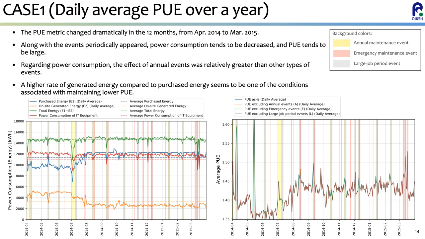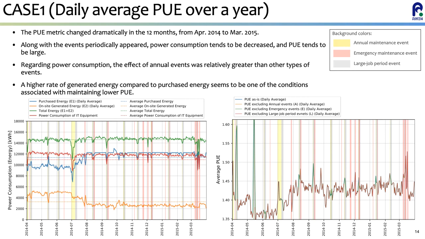In addition, the on-site generator had constantly produced 5,000 kilowatt-hour energy since July. After August, the generated energy decreased to approximately 2,500 kilowatt-hour. Along with that change, the PUE metric increased from approximately 1.375 to 1.425 and then maintained an almost constant value.